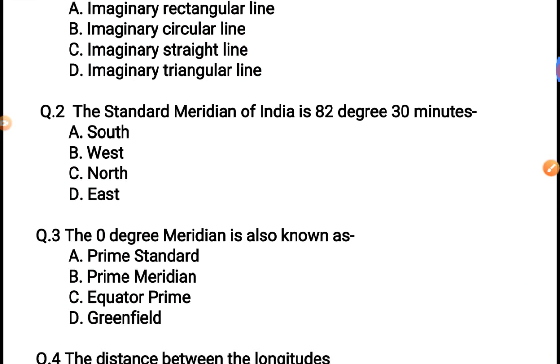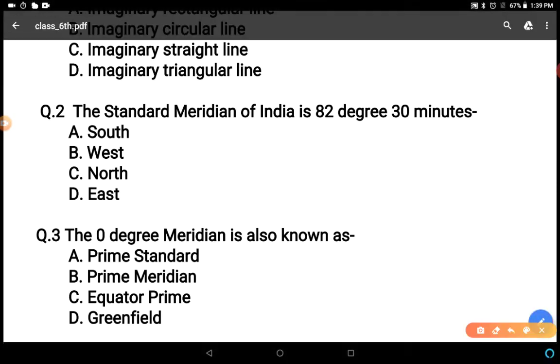Take the next question. The standard meridian of India is 82 degree 30 minutes. In India, time is fixed according to this line, 82 degree 30 minutes. Is it south, west, north, or east? You know that meridians are longitudes, right? The prime meridian divides earth into two equal parts, eastern and western longitudes. India is located in the east, so definitely 82 degree 30 minutes eastern longitude. This is the standard meridian of India.